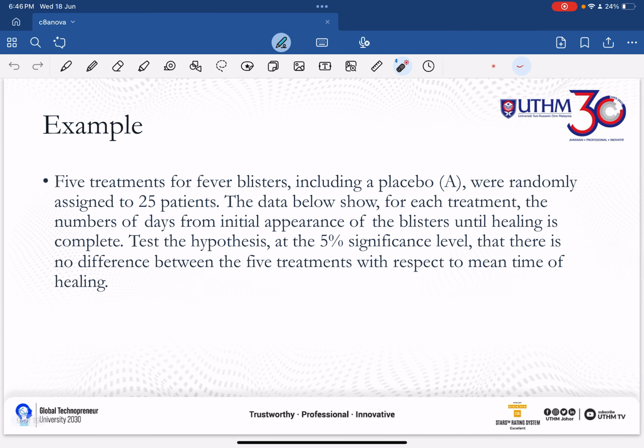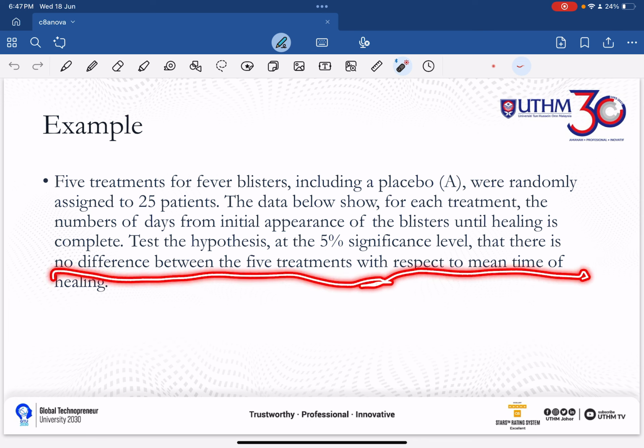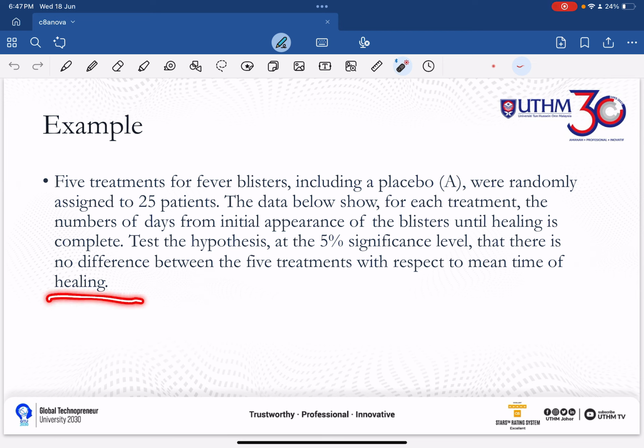Okay, so this is the first example. 5 treatments for fever blisters, including a placebo A, were randomly assigned to 25 patients. The data below show, for each treatment, the number of days from initial appearance of the blister until healing is complete. Test the hypothesis at the 5% significance level that there is no difference between the 5 treatments with respect to mean time of healing.